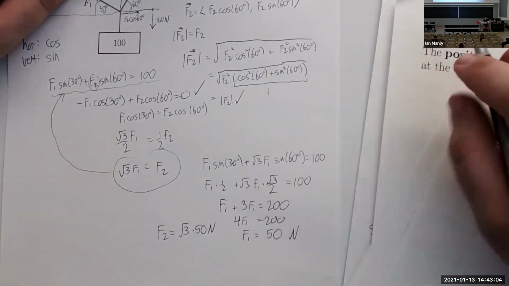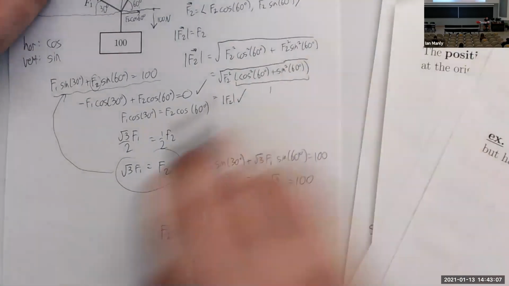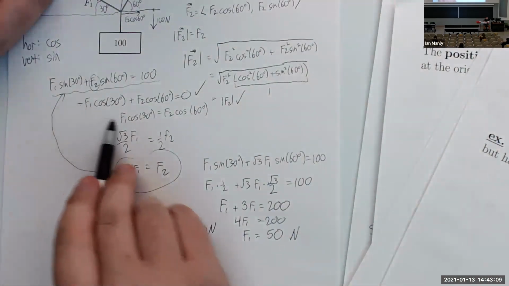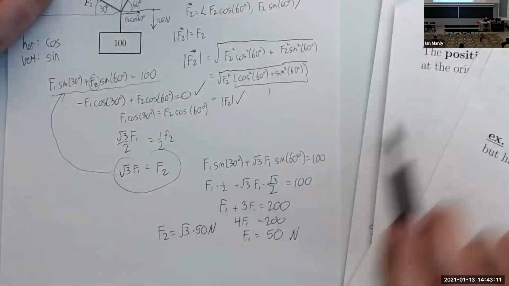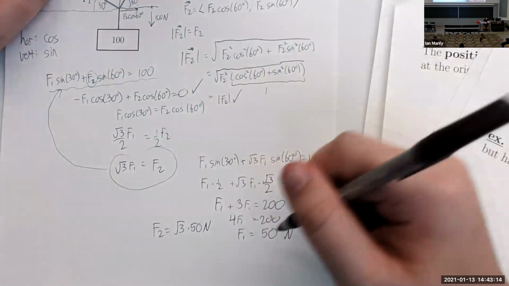Okay. Oh, I see a question in the chat. Did you forget the negative? Yeah, so the negative appears right here, and then I added it over to the other side, and it became positive. That's what happened.